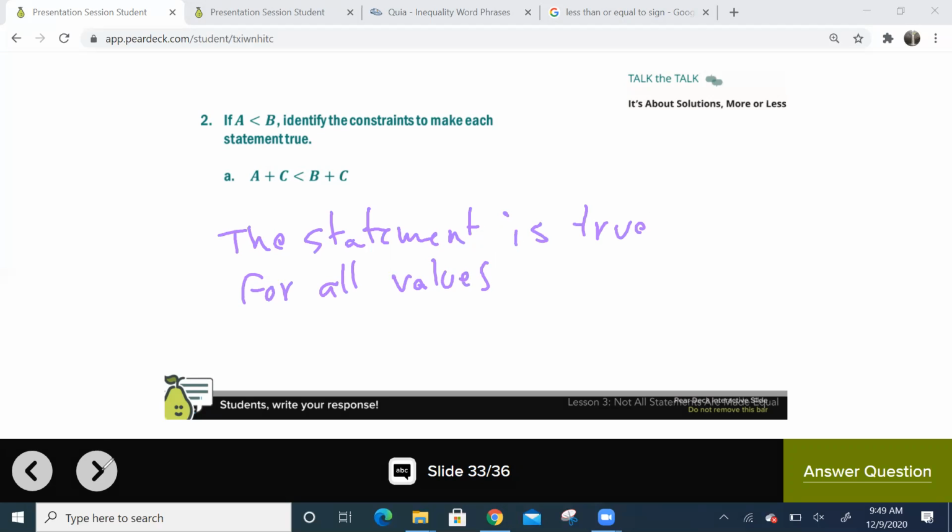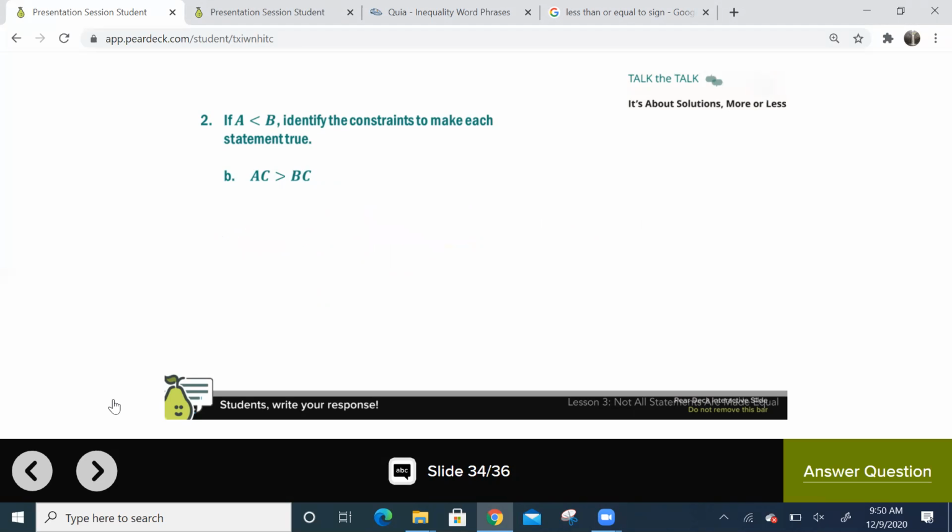Okay. Because C is equal to C, as long as A is smaller than B, that is always going to be true. AC is greater than BC. Well, this is a little bit different because now we're dealing with multiplication. So the statement is going to be only true when C is less than 0.